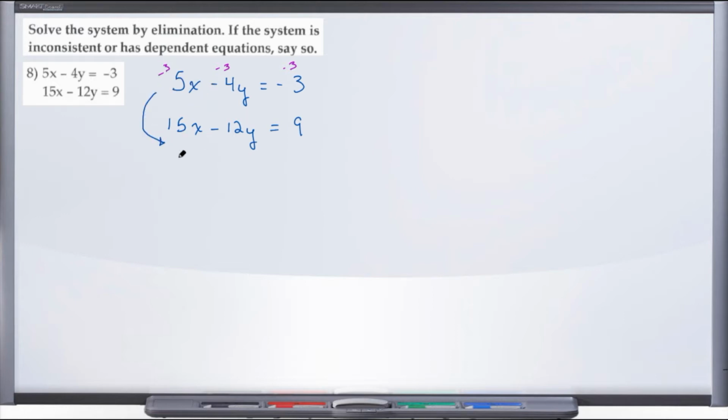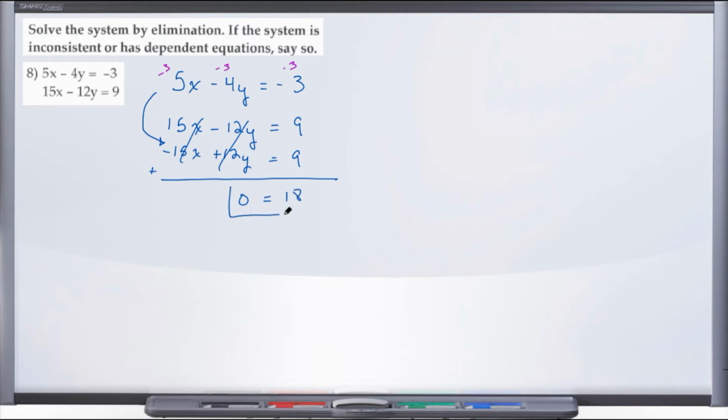So negative 3 times 5x gives us negative 15x. And then negative 3 times negative 4y gives us a positive 12y. Equals negative 3 times negative 3 gives us a positive 9. And now let's go ahead and add these two equations together. And so we get 15x minus 15x. Well, that goes away. Negative 12y plus 12y, well, that goes away. And so on the left-hand side of our equal sign, we're left with 0 because everything's eliminated. And then our equal sign, and 9 plus 9 is 18.